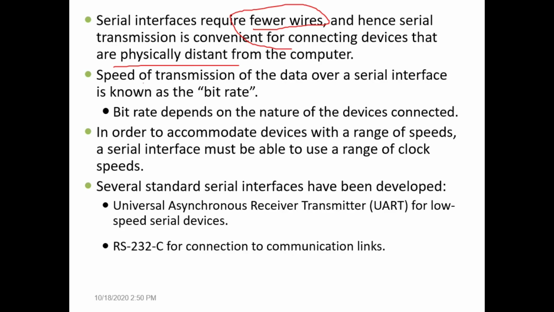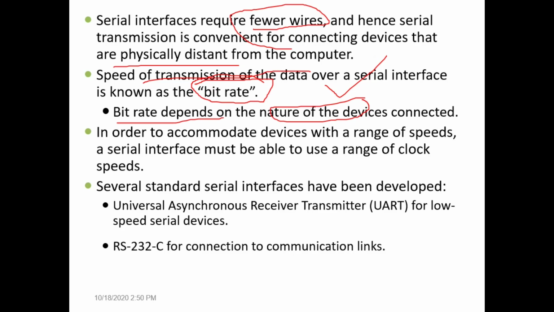Then, about the transmission of data, in the serial interface every bit is transferred one by one. The speed of the data transmission is called the bit rate. That means, for a given time, how many bits can be sent one by one. The bit rate also depends on the nature of the device, that is, how fast that device can collect the data serially or produce the data serially. Depending on that, we can decide the bit rate.